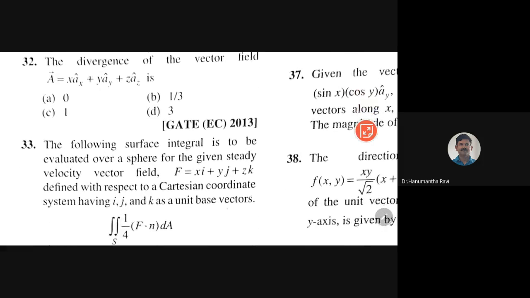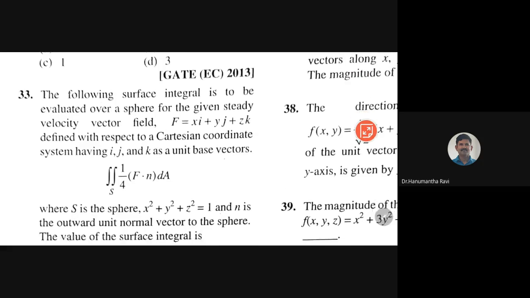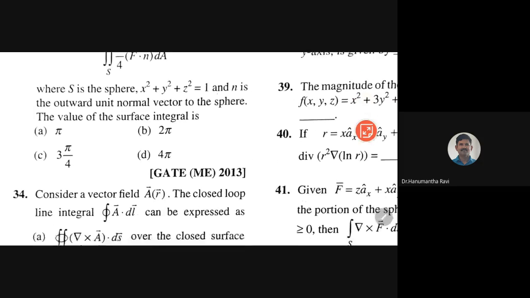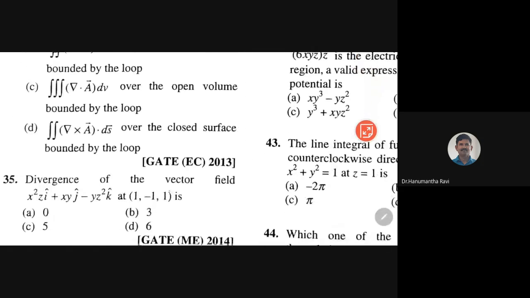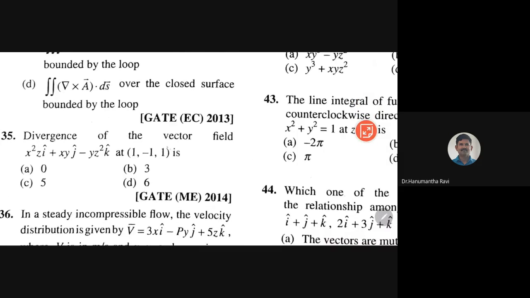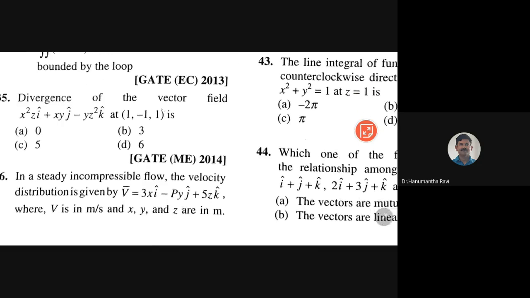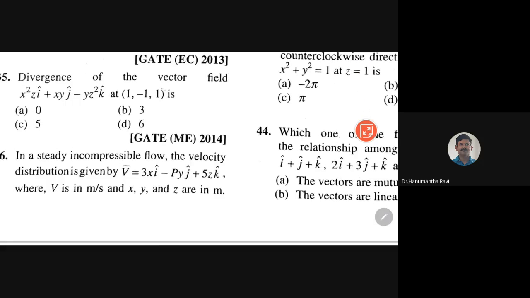So this is also a similar question. Same divergence. This is also the same question.